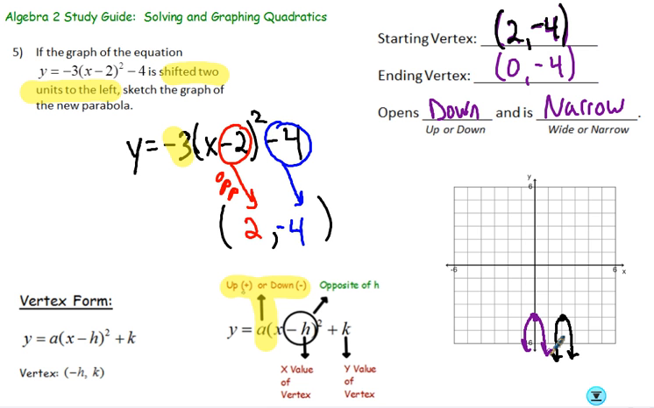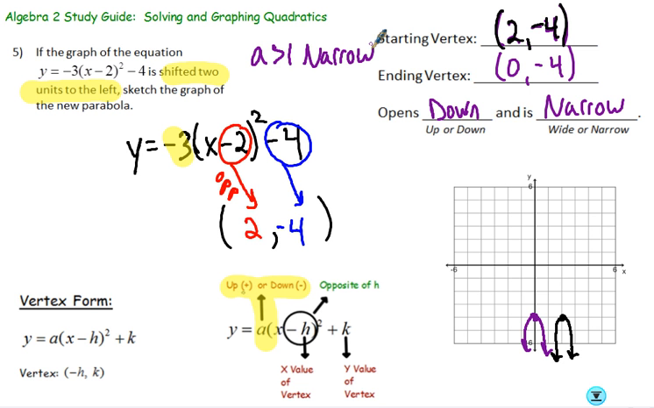So what would that new vertex be? Well, it's actually on the y-axis, so you'd go straight down, so that would be 0, negative 4. It opens down, and it is narrow. Down because it's negative. All the negative tells you is up or down. It doesn't tell you wide or narrow. It's the number that then tells you wide or narrow. And since that a is greater than 1, it's going to be more narrow.